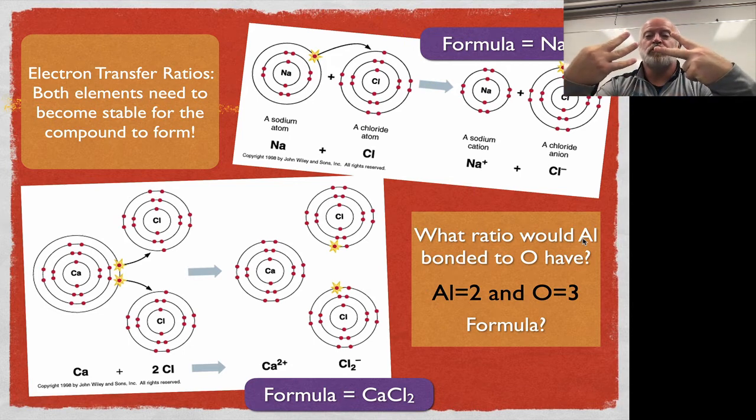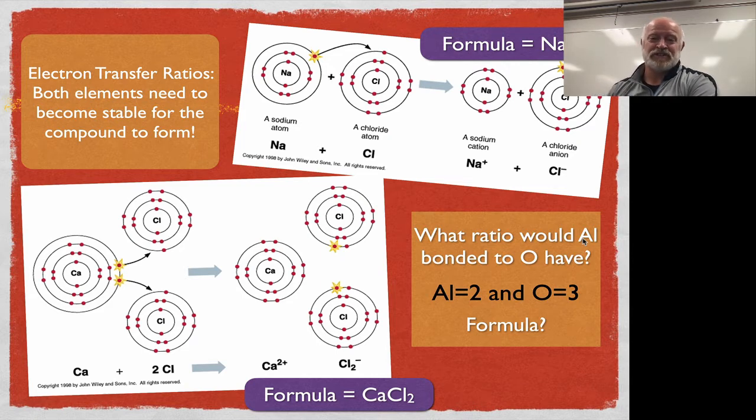So we need to use 2 aluminums, which will give us 6 electrons to give away. And if we have 6 electrons to give away, it's going to take 3 oxygens to gain all of them, okay? As we take a look at that, we end up getting a formula of Al2O3 for this.